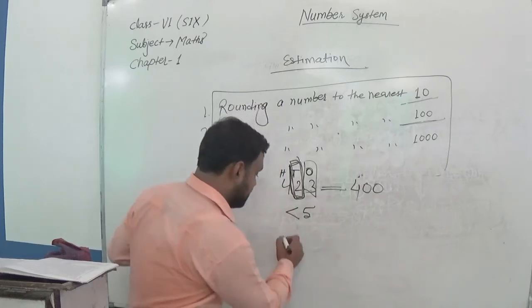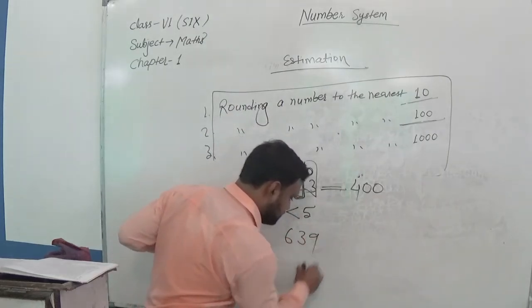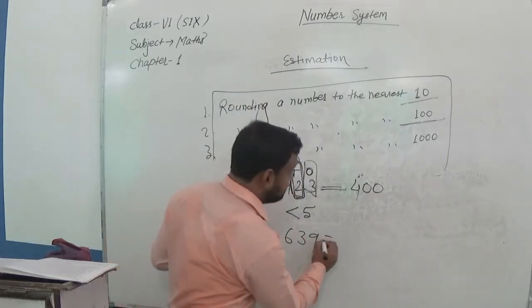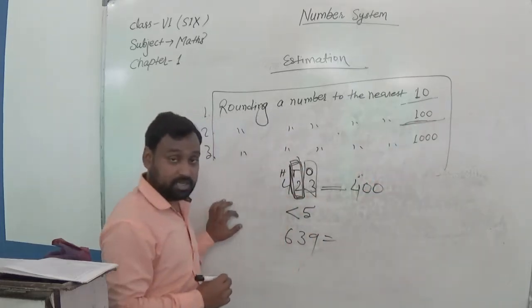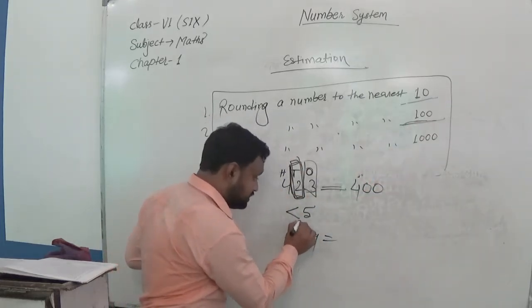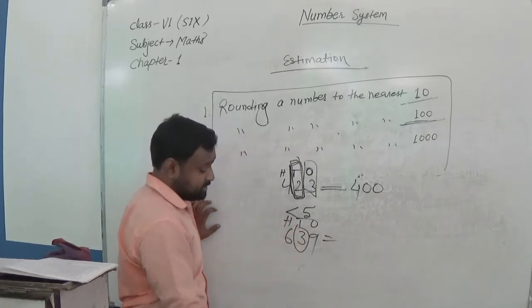One more example, like we have 639, and we have to round off to the nearest 100. In that case, we will focus on the digit at the tens place. Digit at the tens place. It is 5.